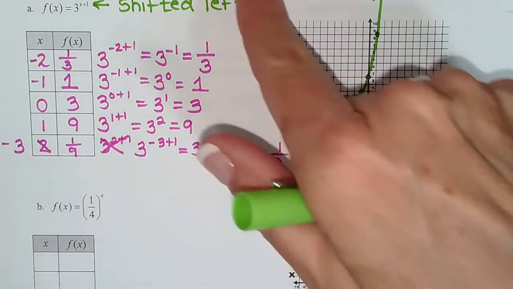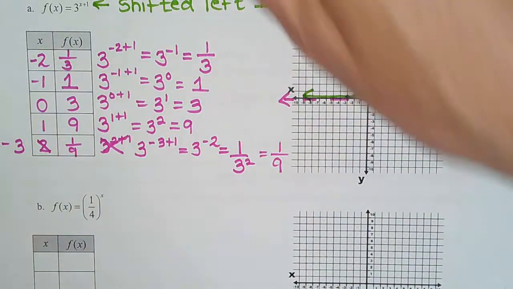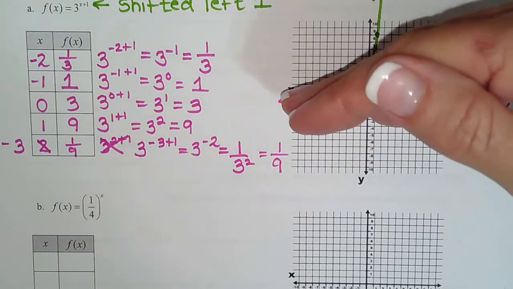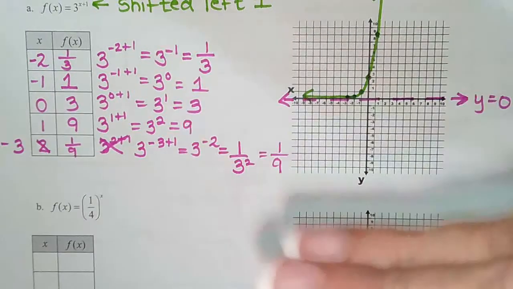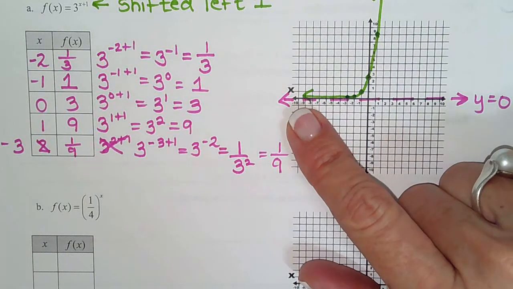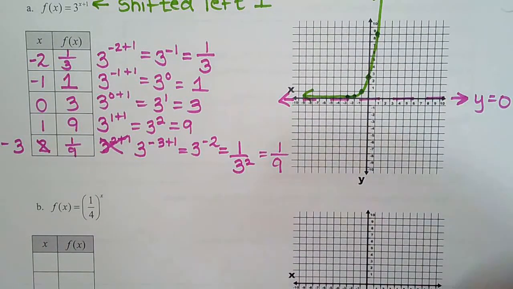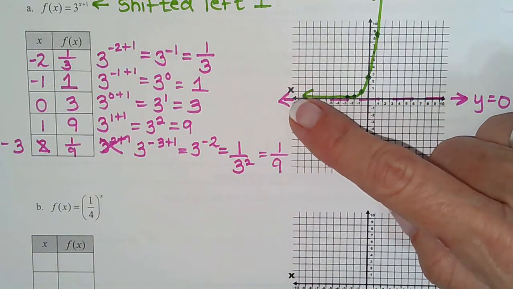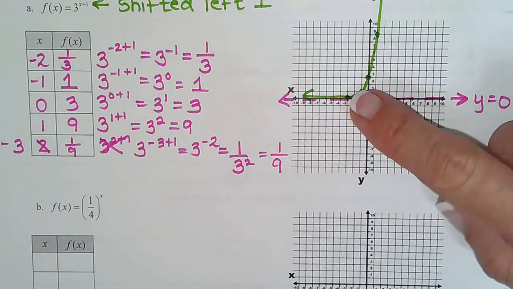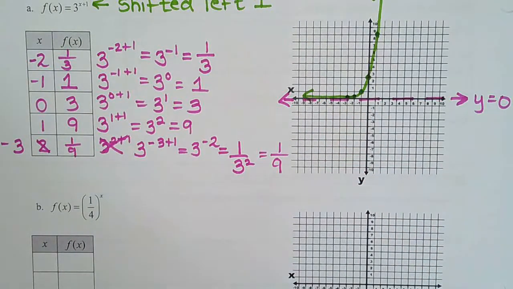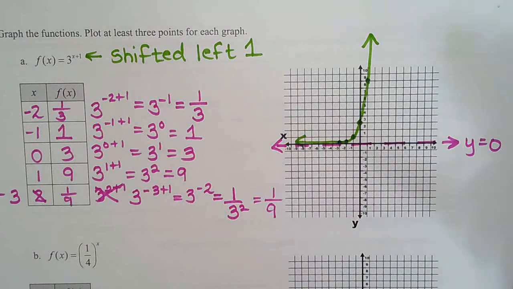Just make sure you don't curl it up. I see students curl it back up. It just keeps getting closer and closer and closer to that asymptote, but it never touches it, never crosses it. So just slide right along. And you can see why it's called exponential growth. It starts out really, really slow and then boom, shoots up fast. Make sure you put arrows on because on the final I do ask for domain and range.